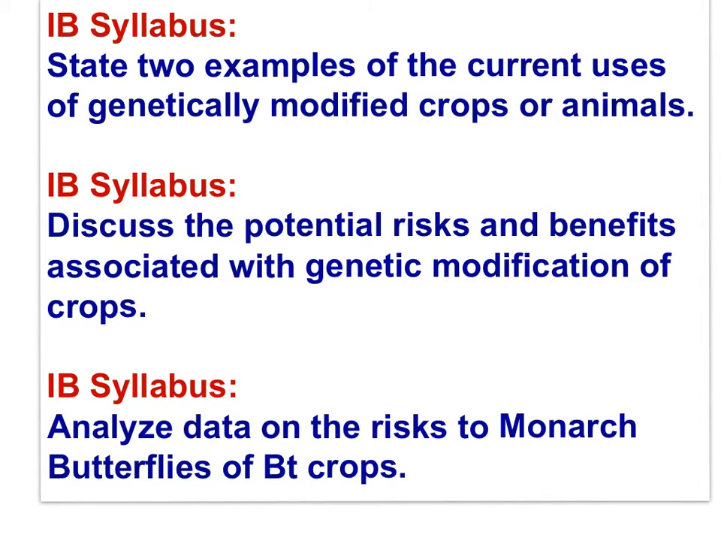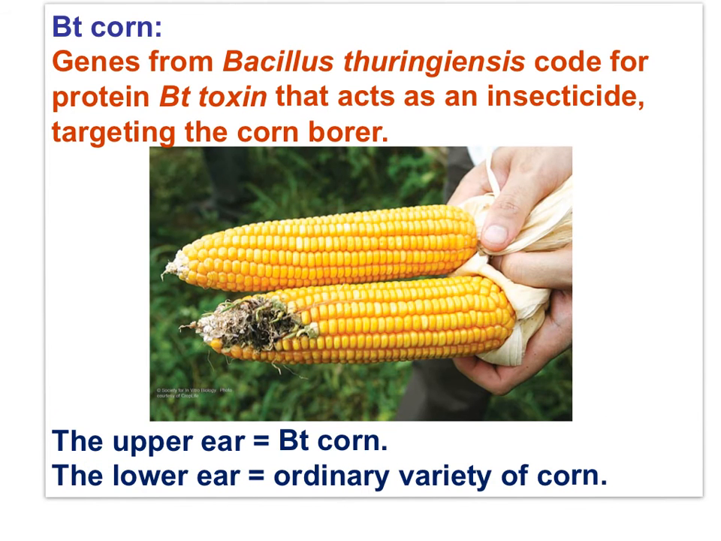And here are the next important IB syllabus statements for this movie. State two examples of the current uses of genetically modified crops or animals. Discuss the potential risks and benefits associated with genetic modification of crops, and analyze data on the risks to monarch butterflies of Bt crops. Bt corn was genetically engineered with a bacterial gene that allows the plant to resist insect pests by making a molecule that kills insects.